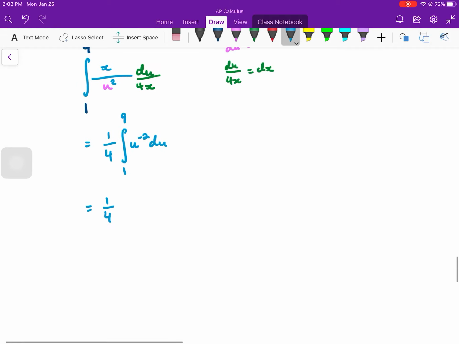So that's going to be 1 over 4 times u to the negative 1 over negative 1 from 1 to 9. Clean that up, so the negative 1 just becomes a negative. So we have negative 1 over 4u from 1 to 9.